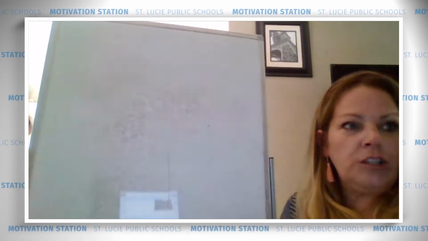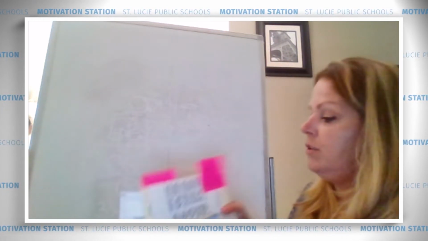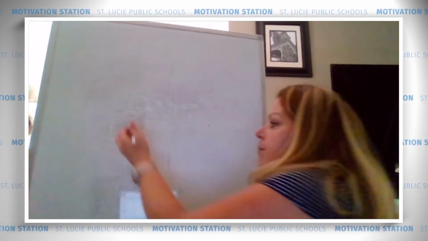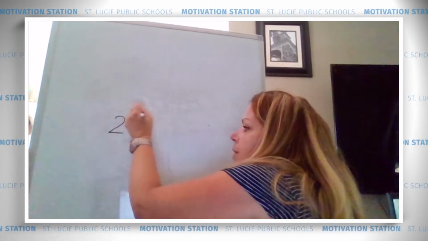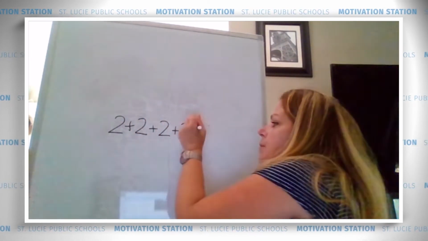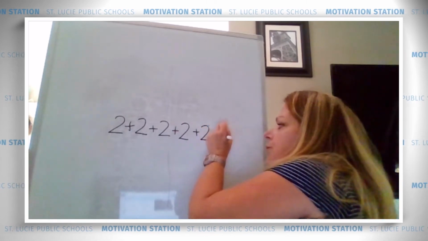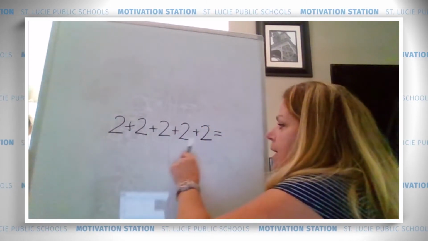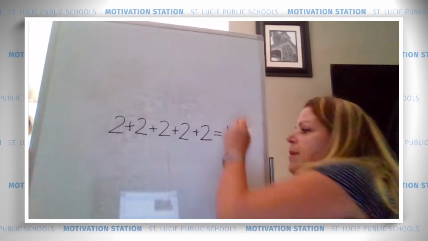So first the addition equation. Got 1, 2, 3, 4, 5 groups of that. So I'm going to do 2 plus 2 plus 2 plus 2 plus 2. And it's easy for us to skip count by 2s. 2, 4, 6, 8, 10 total tea bags.